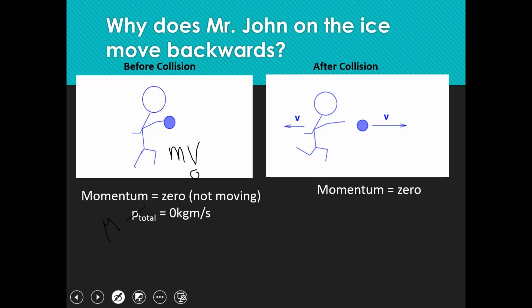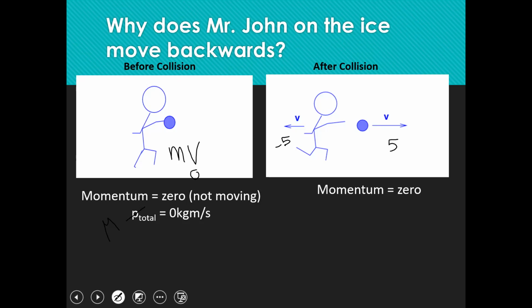Now, look at this, the second one. After the collision, after he threw the ball, what happened? Look at the ball. The ball is moving forward, but his body is moving backward. So the velocity for the ball is 5, and the velocity for his body will be -5. That's why the summation of the momentum will be 0.